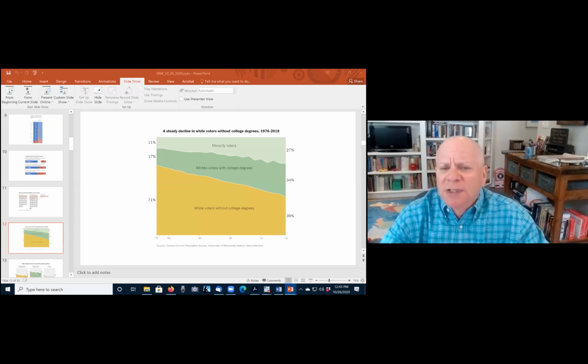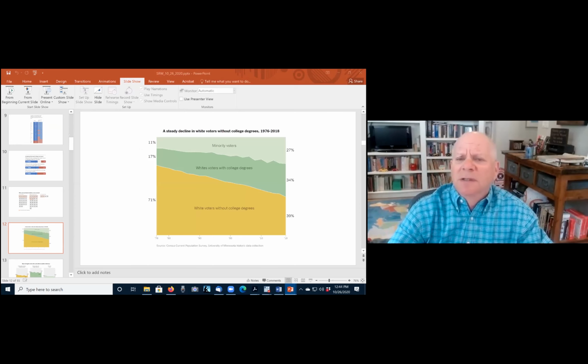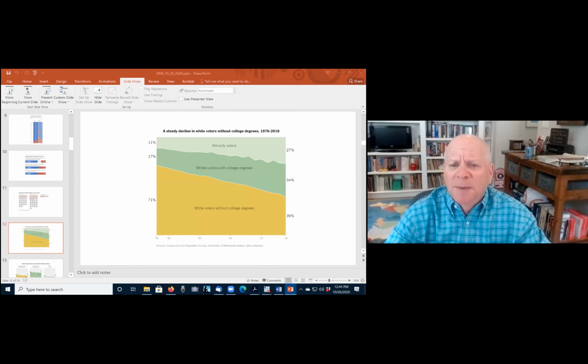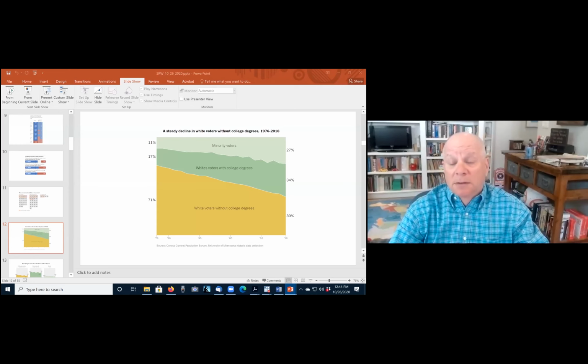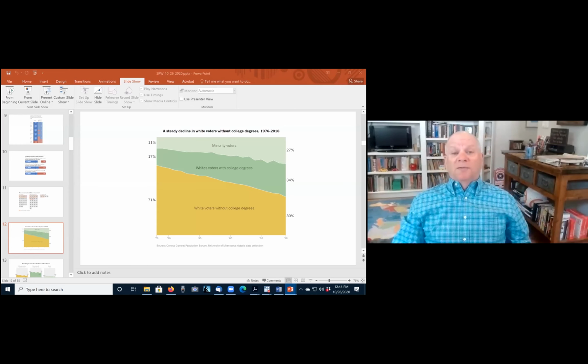What's changed and made these elections? If you're not familiar with what's been happening in this century, elections are getting closer. They're getting closer in the popular vote. They're getting closer in the electoral vote. They're getting closer in more and more states. In 2000, we just had to watch Florida.